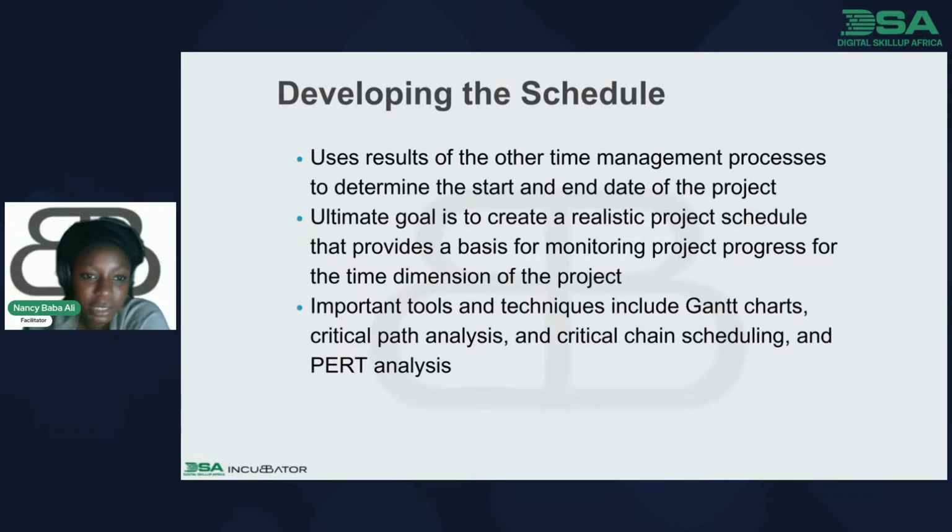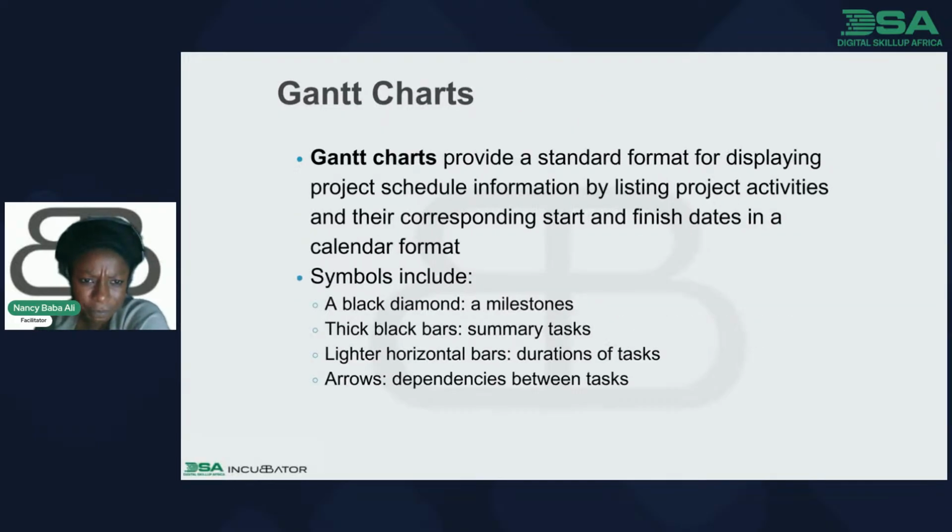So for the next slide is the Gantt chart itself. A Gantt chart provides a standard format for displaying project schedule information by listing project activities and their corresponding start and finish dates in calendar format. For new persons, a Gantt chart is simply like your calendar, but with many more features than your normal calendar. In your normal calendar, you just input days, times, and what you feel may align in your schedule for the day, just typical day to day planning.